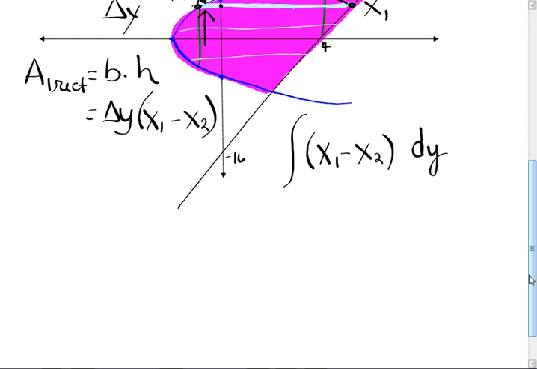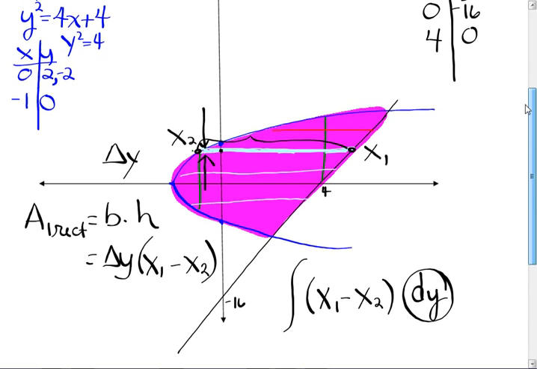This is the base of your rectangle. That's the height of your rectangle. These will never be the same variable. Never. But what I have to do is make the variables in my integral the same as my differential. That's why the differential is so important, because once you decide that, you need to solve for x in terms of y.